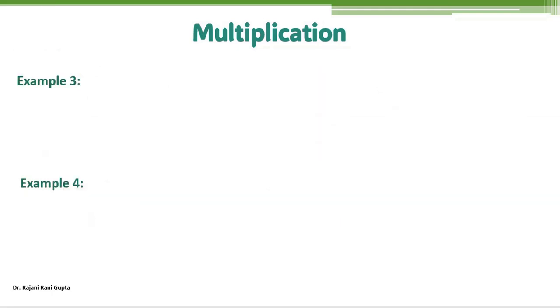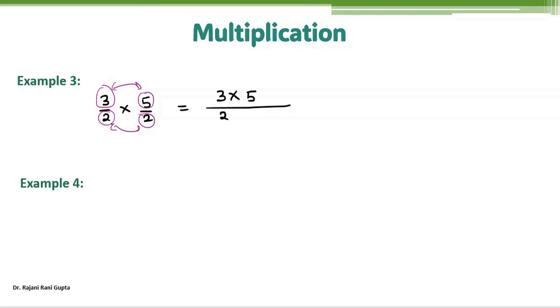Let's take another example. Say we have 3 over 2 times 5 over 2. Again, we will be multiplying the numerators together and the denominators together. So we get 3 times 5 in the numerator and 2 times 2 in the denominator. 3 times 5 is 15, and 2 times 2 is 4. Since this is in the lowest form, we stop here. This is our final answer.